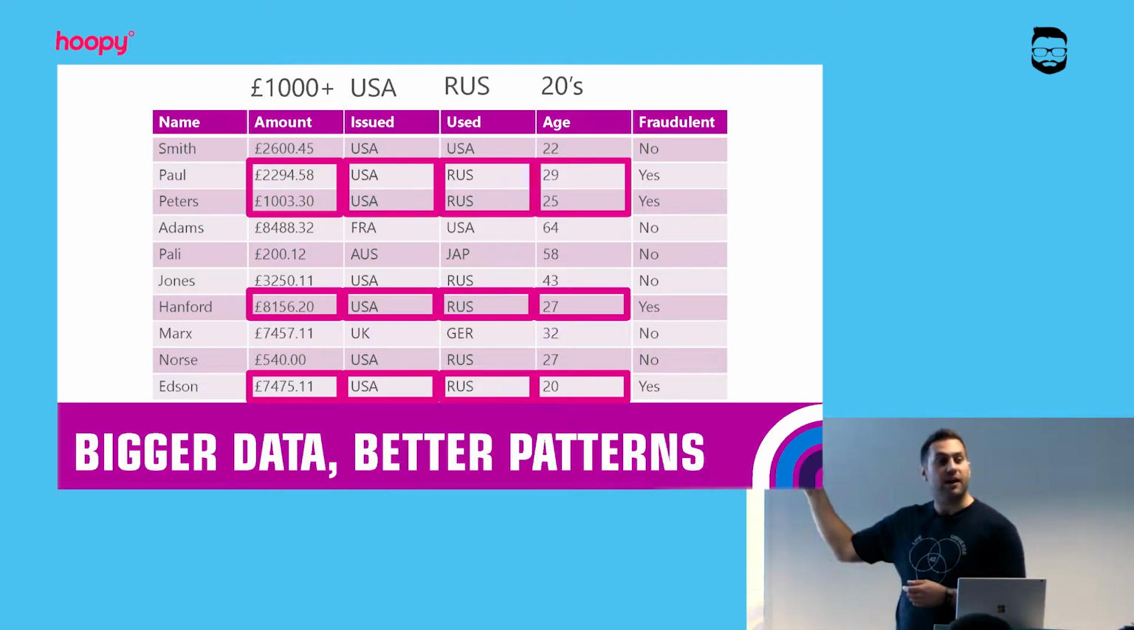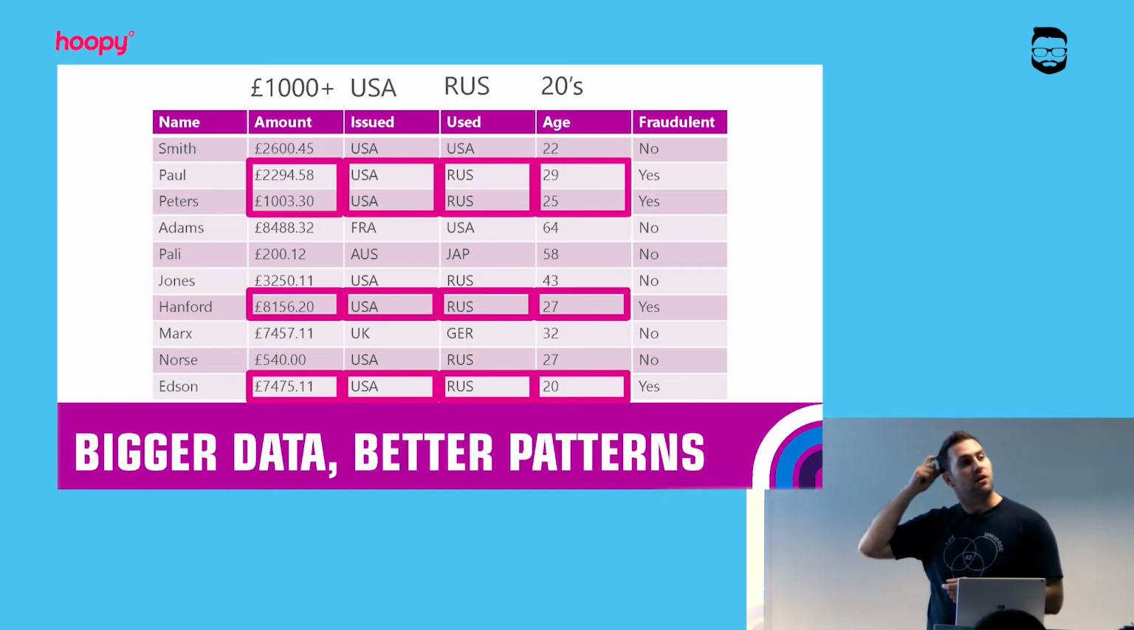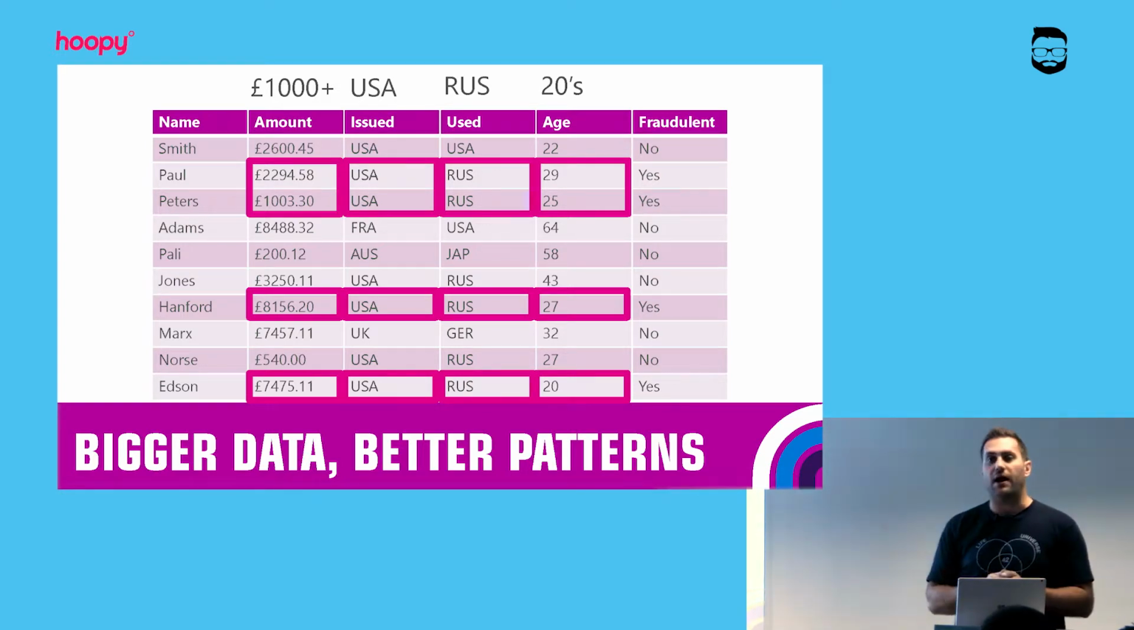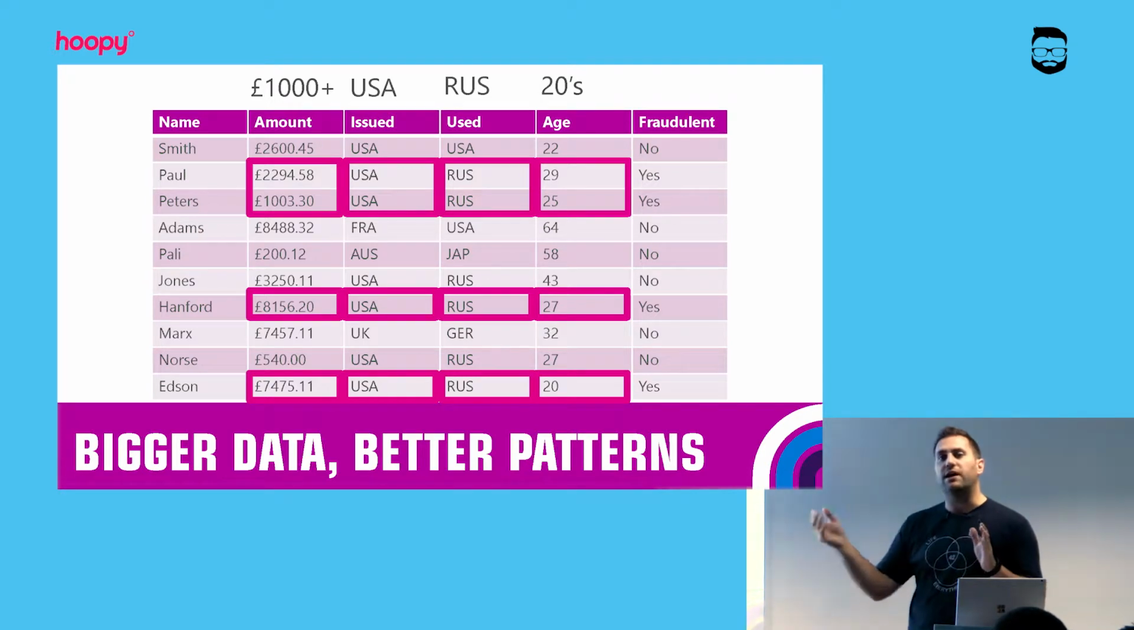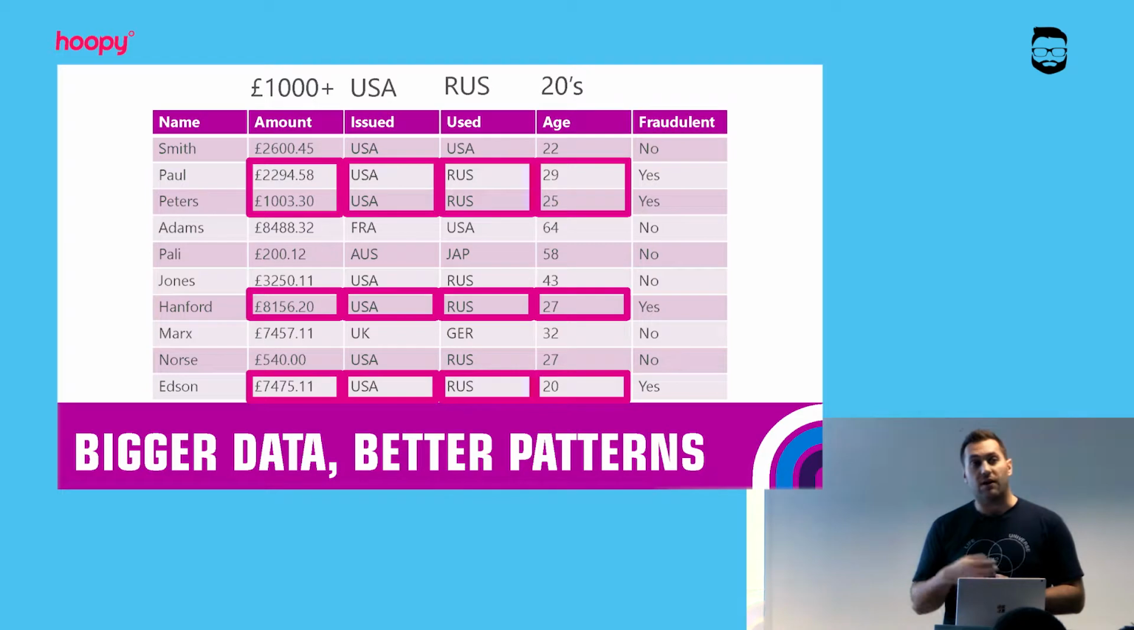There probably are other indicators in this data set that we haven't spotted. And that's what machine learning is all about. Our human brain just doesn't work in that way where we can traverse large amounts of data and spot patterns. Machines and computers do that very, very well, and they do it very, very quickly as well.